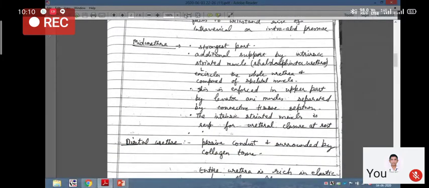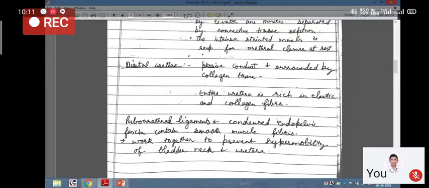The intrinsic striated muscle is responsible for urethral closure at rest. When the patient is not voiding and the urethra is closed, this muscle is responsible for urethral closure at rest. And the distal urethra is a passive conduit, and it is surrounded by collagen tissue.